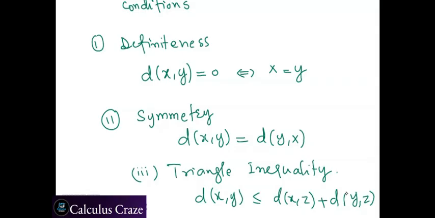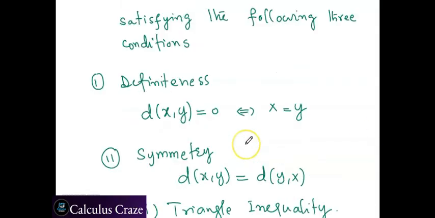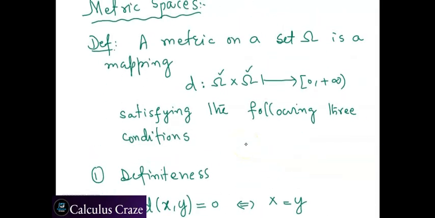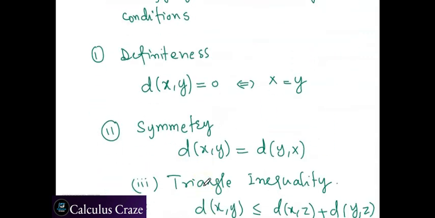So what is a metric? A metric is a map on this product space. In other words, the metric is the map that will take two elements from this set and assign them a non-negative real number. Additionally, this map D is going to be a metric if it satisfies three axioms.